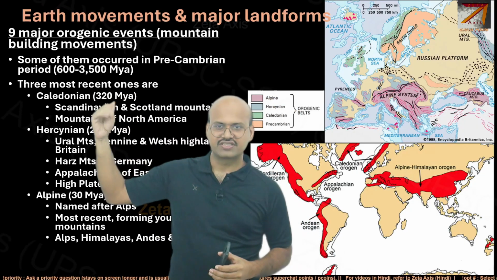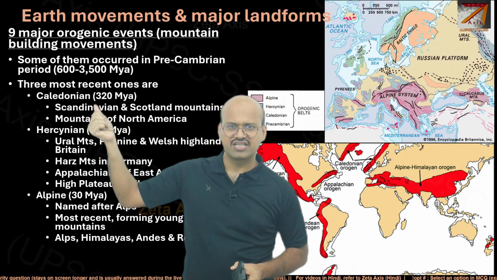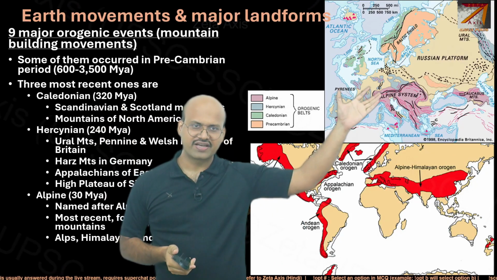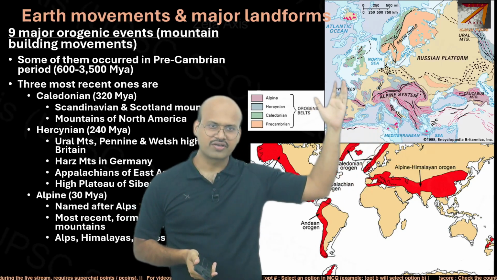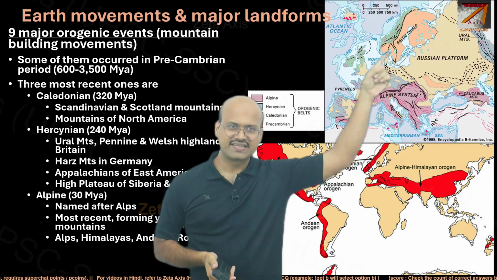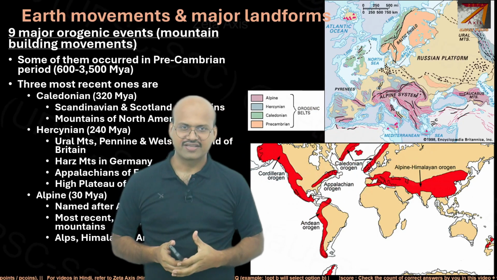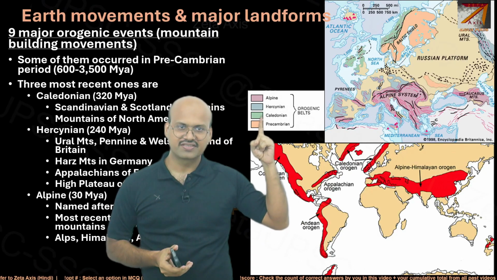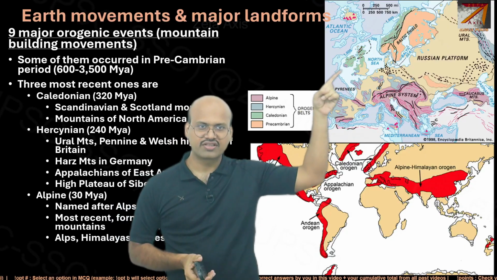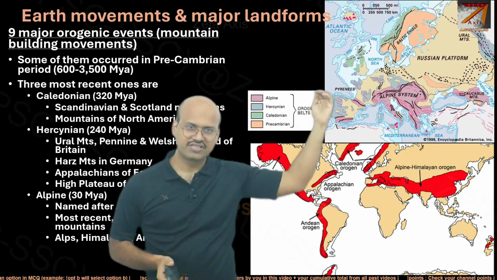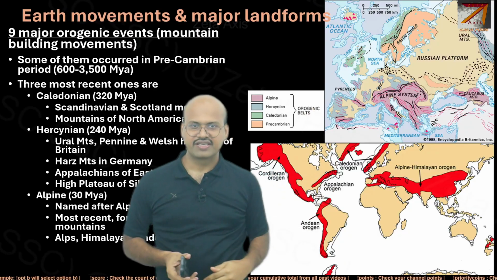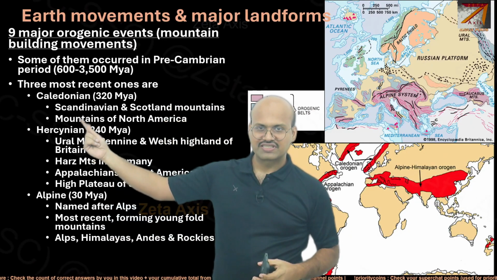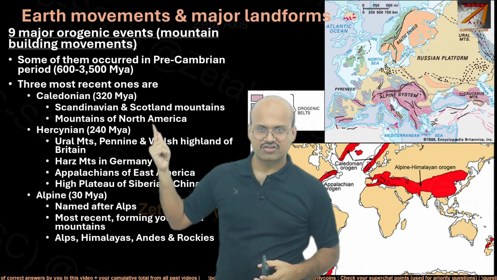The most recent ones are Caledonian, which occurred around 320 million years ago. It occurred in this region where Europe and North America were together. So in this region there were a lot of areas where this Caledonian uplift created mountains. Here we can see it is indicated by this green color, so you can see mainly North England and Norway, and you will also see some parts in the American continent, even in Greenland, which were created because of this upliftment. So Scandinavian and Scotland mountains, and mountains of North America were created.